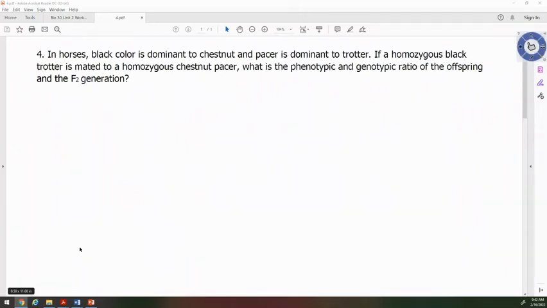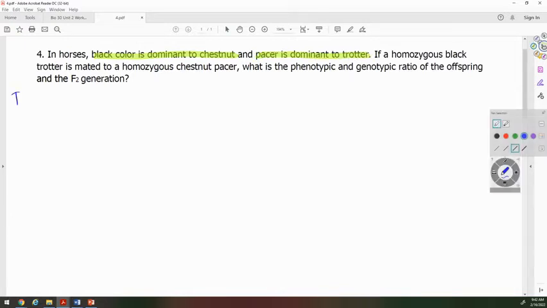This is a dihybrid cross for horses, and so it involves two traits. We're going to look at color and their pace. First of all, black color is dominant to chestnut and pacer is dominant to trotter. We're going to use that information to create our legend.